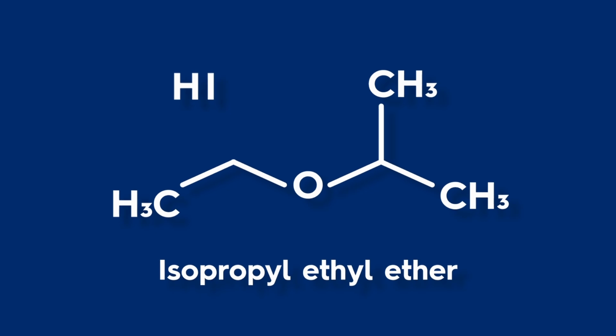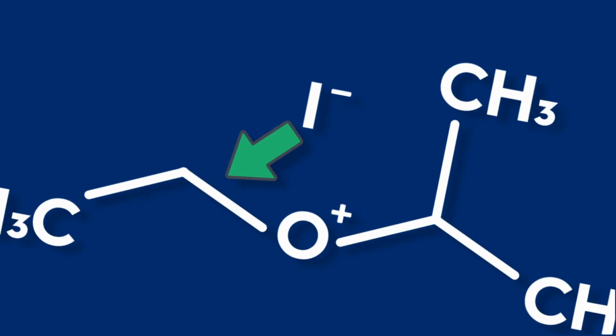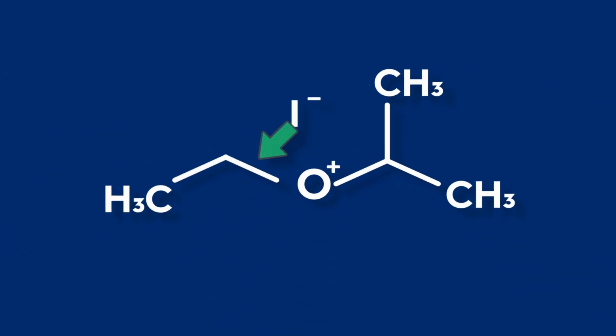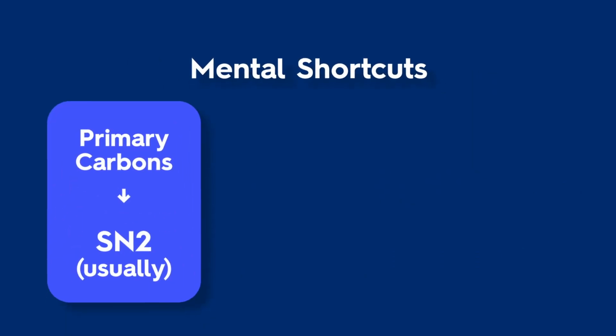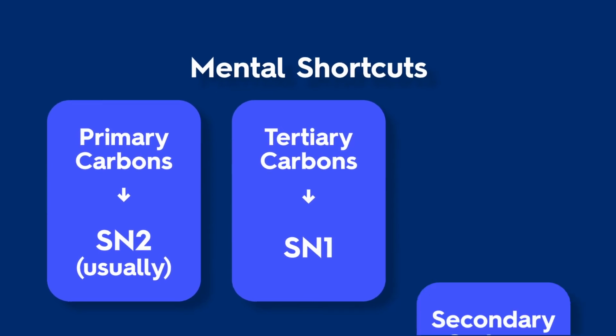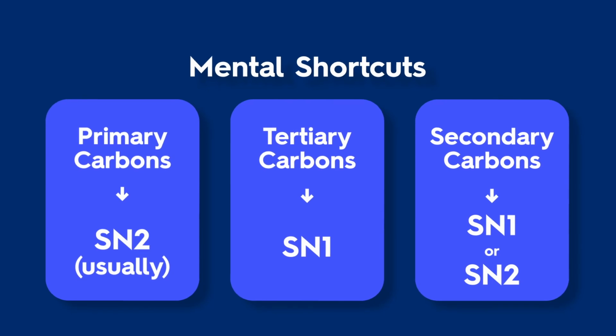Now, let's apply this to isopropyl ethyl ether with hydroiodic acid. After protonation, iodide attacks the less hindered ethyl carbon. The products are iodoethane and isopropanol. To make a mental shortcut, primary carbons usually undergo SN2 cleavage. Tertiary carbons can form stable carbocations, so SN1 takes over. Secondary carbons, they can go either way depending on sterics and conditions.